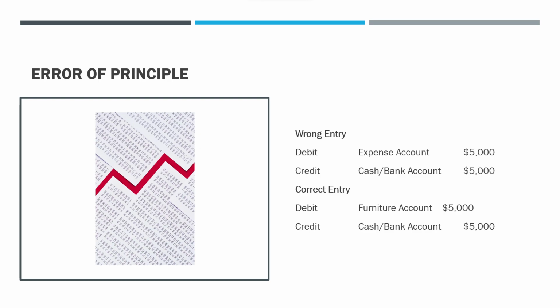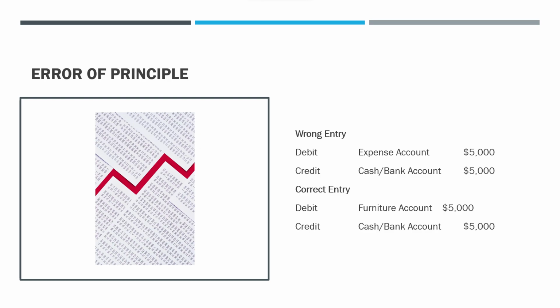First, we look at the error of principle. The error of principle means recording the transaction violating the accounting policies and procedures. For example, treating the purchase of an asset as an expense. This is an error of principle. A practical example will be where an organization buys new furniture for $5,000 for cash. However, the bookkeeper records this transaction by debiting the expense account instead of the furniture account.